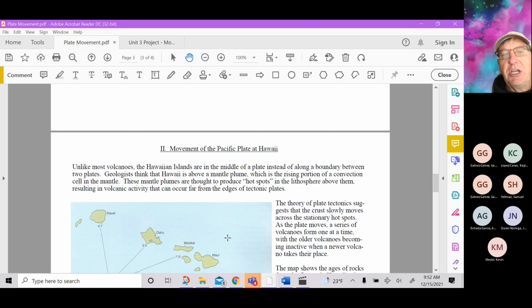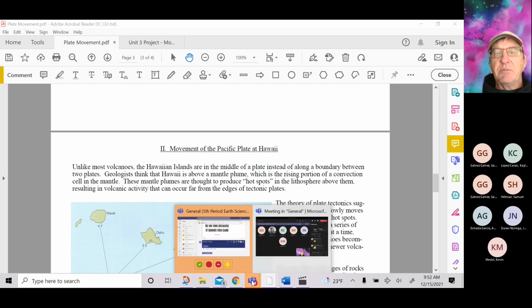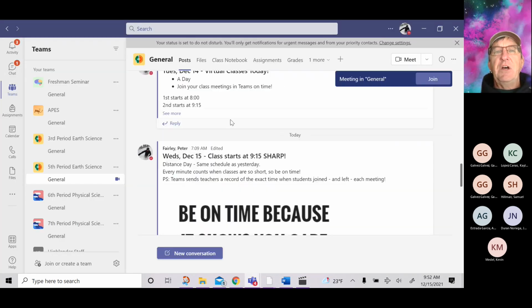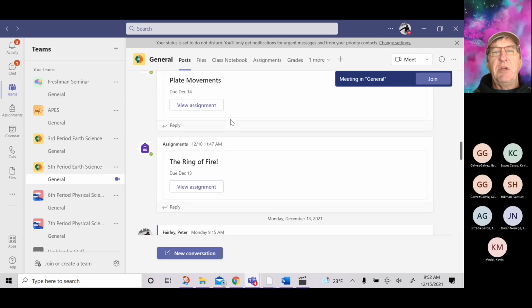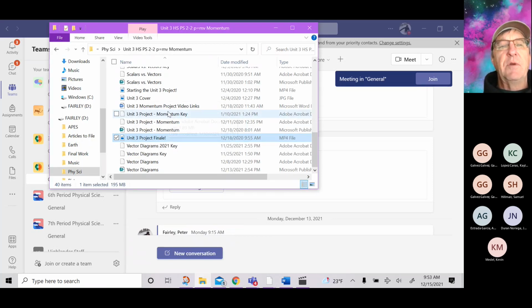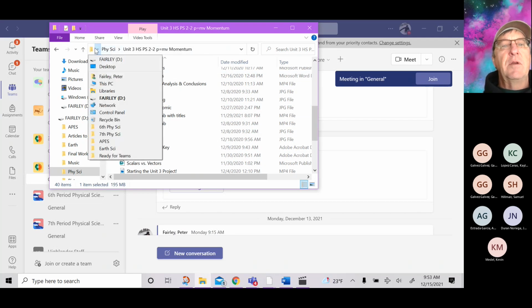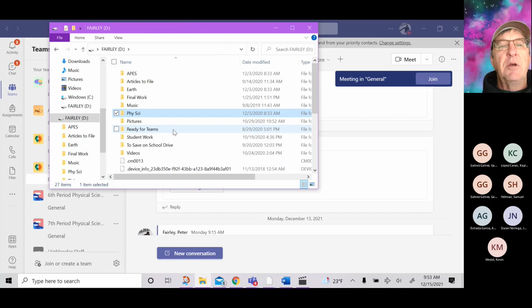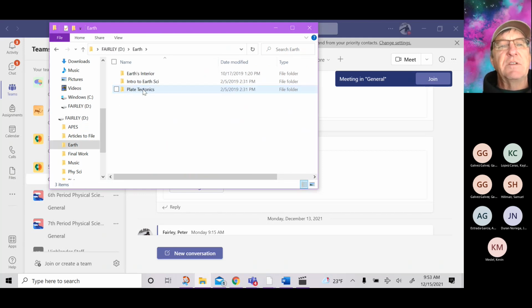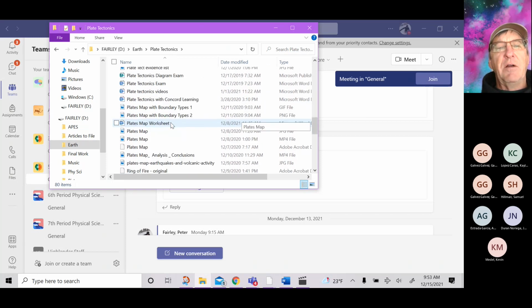And instead, we're going to change gears. So save your work, go back to Teams, and find the other assignment called the Ring of Fire. And open that assignment up. Ring of Fire. I'm going to find it on my drive here instead of in Teams. But you go back to Teams to find the Ring of Fire.